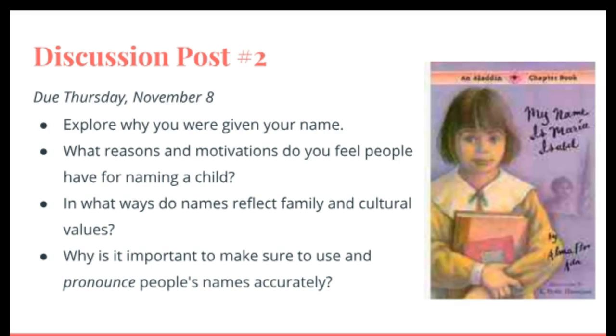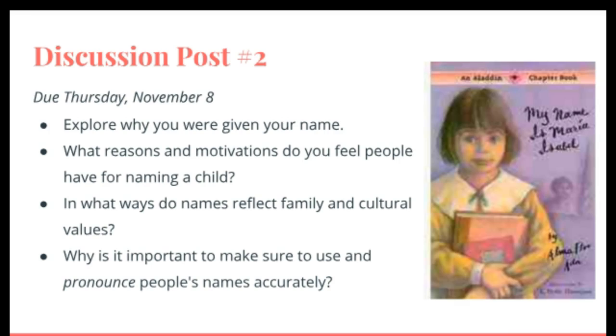So for your second discussion post, your assignment is to explore why you were given your name and answer the following questions. What reasons and motivations do you feel people have for naming a child? In what ways do names reflect family and cultural values? And why is it important to make sure to use and pronounce people's names accurately?